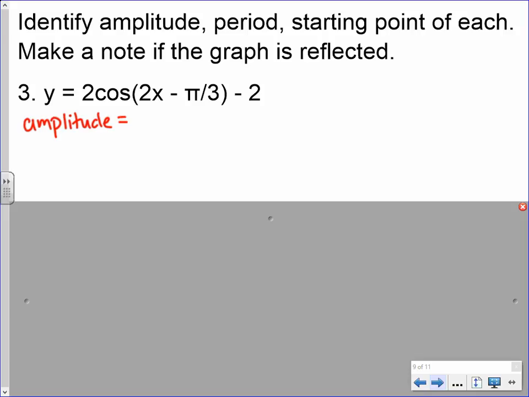Ryan, what's our amplitude? Our amplitude is 2. Good. Kelsey, what's our B value? 2. So to find our period, we're going to take 2 pi divided by B. So our period is length pi.